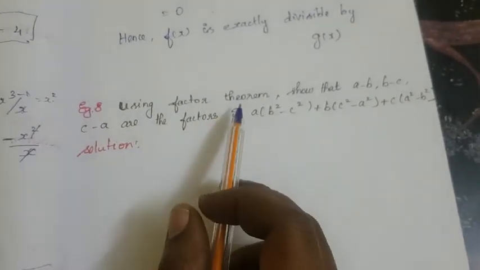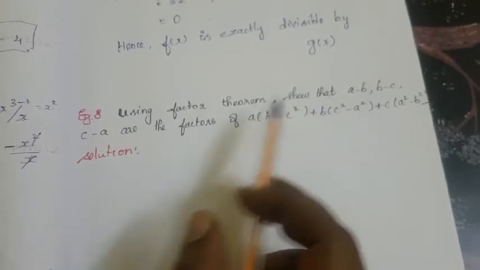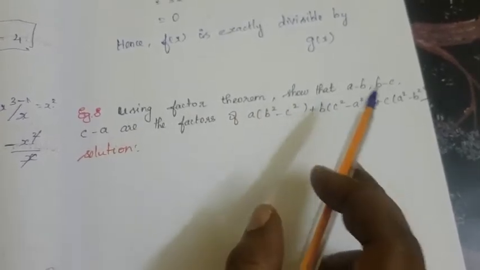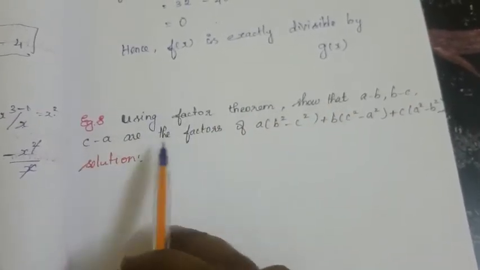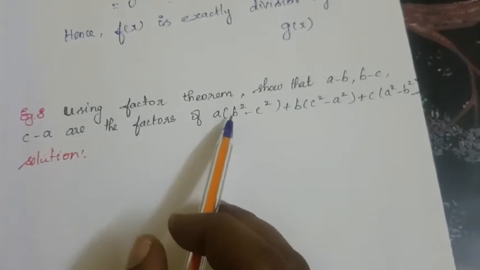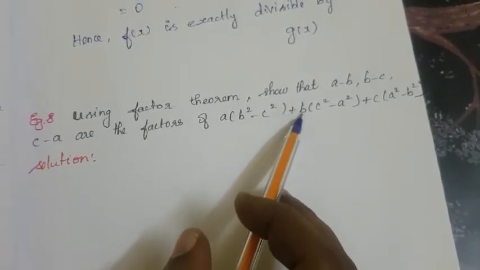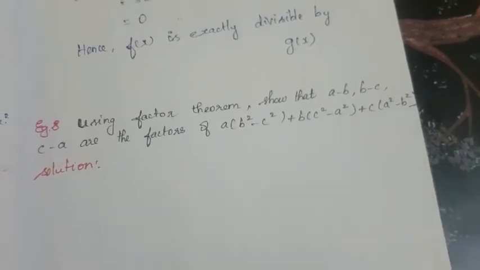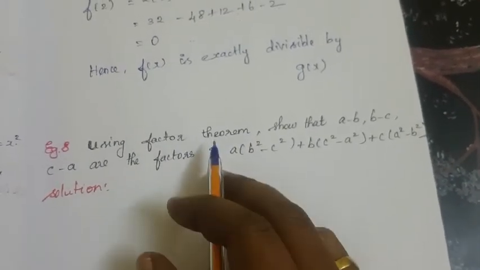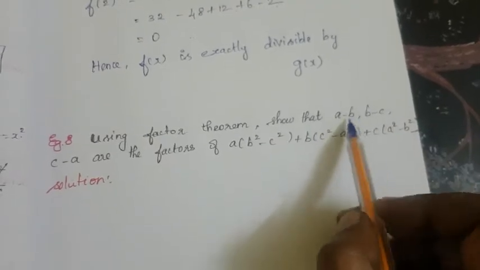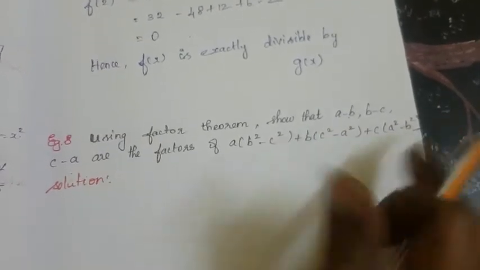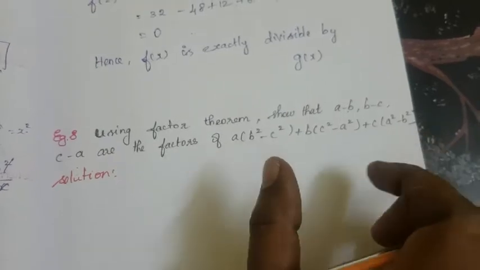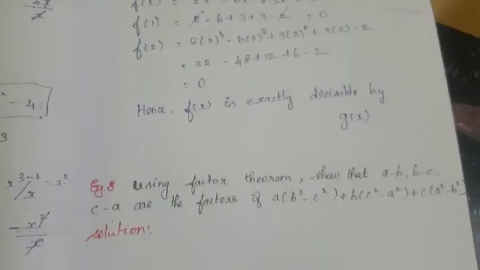Using factor theorem, show that a minus b, b minus c, c minus a are the factors of a into b square minus c square plus b into c square minus a square plus c into a square minus b square. See, we have to use the factor theorem and we have to show these three are the factors of this one. Okay. So we are going to use the factor theorem.